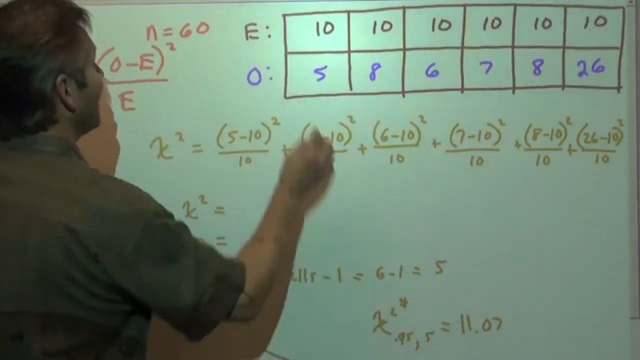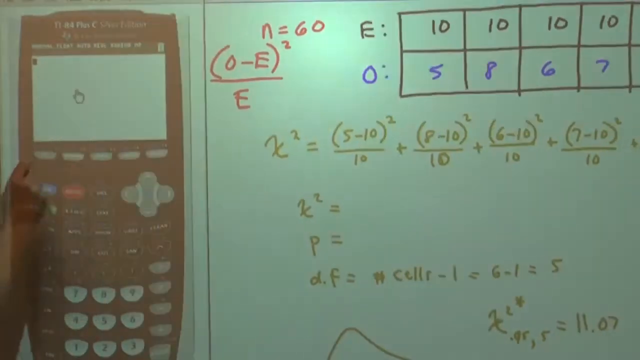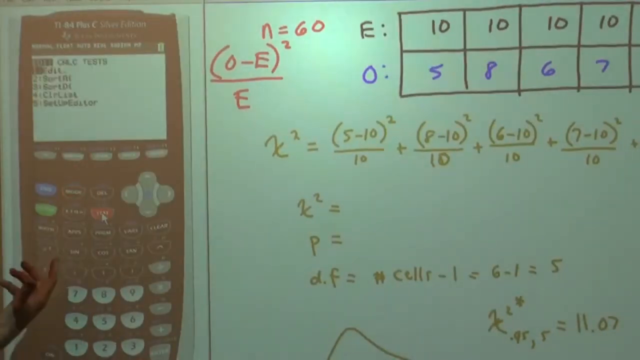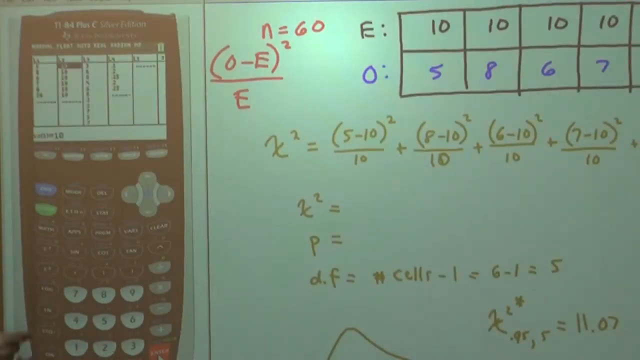Well, we can go to our calculator, the handy dandy TI-84, and we can go into our list. So we go STAT, Edit, and we can put our observed counts in list 1 and the expected counts in list 2.